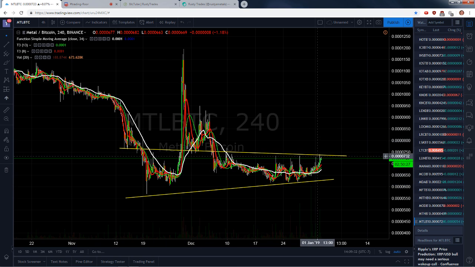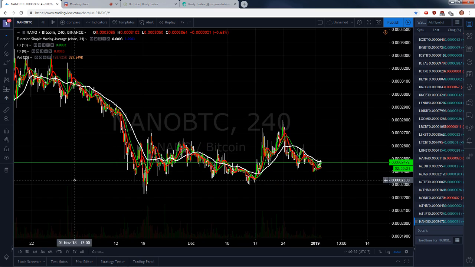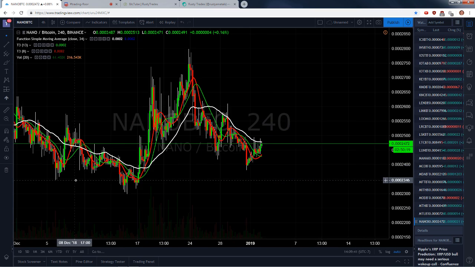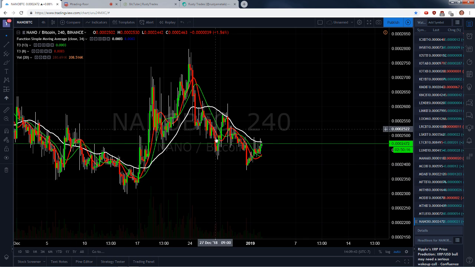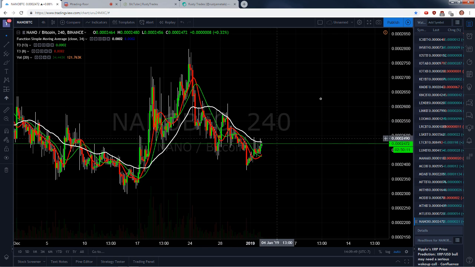Higher lows into previous lows. And a nice move here. Could happen again. Nano, left shoulder, head, A, B bottom. I got accumulation into resistance. Watch for a pop across, consolidate.